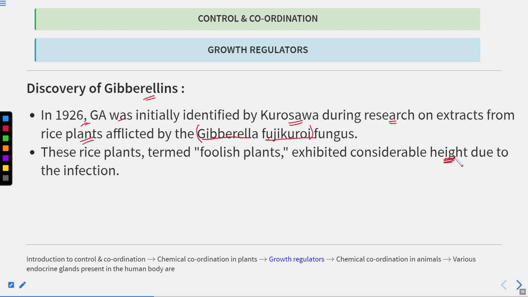These plants were quite tall, and they were given the name foolish plant. So these rice plants were termed foolish plants because they exhibited considerable height due to the infection. Due to the infection of this fungus Gibberella fujikuroi, these rice plants were exceptionally tall, and the disease is also known as foolish seedling disease. So the fungus was releasing some chemical substance that increased the height of the plant. Clear?